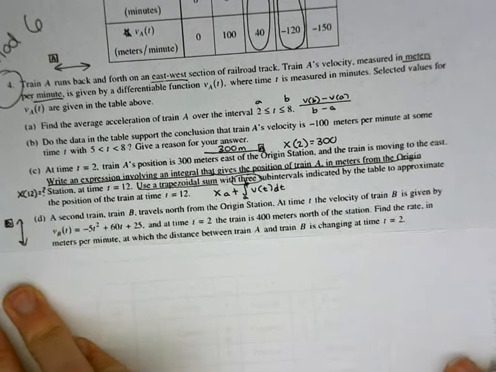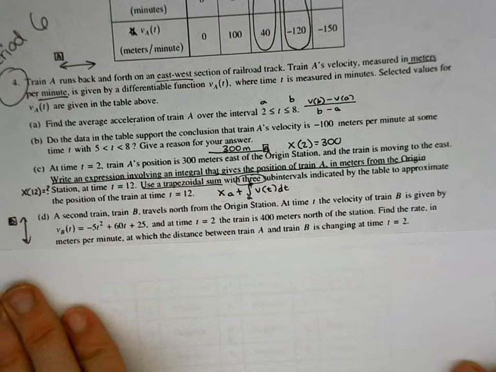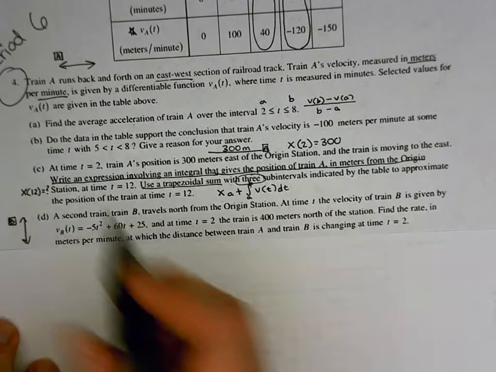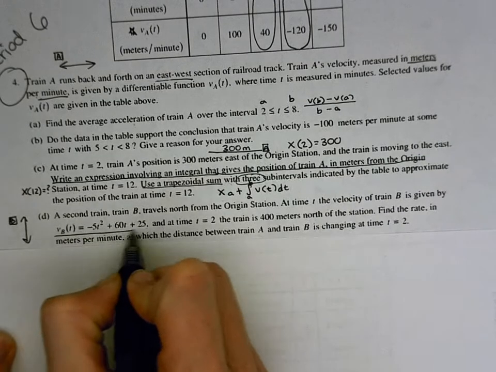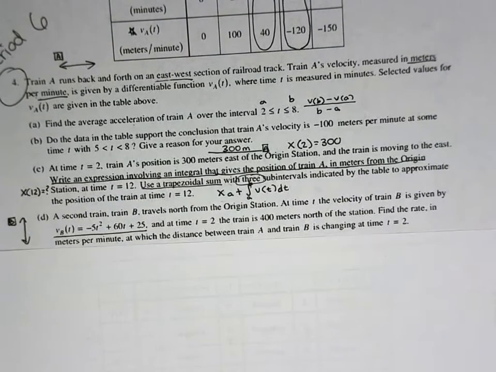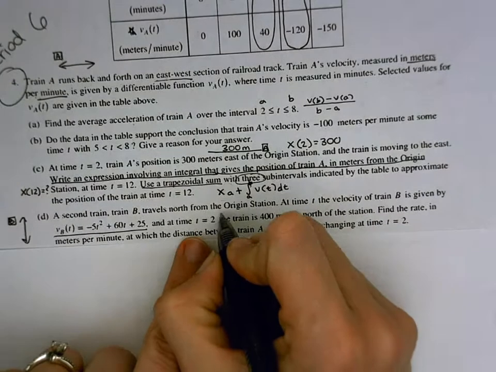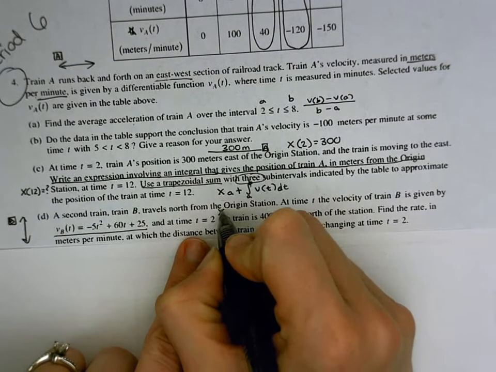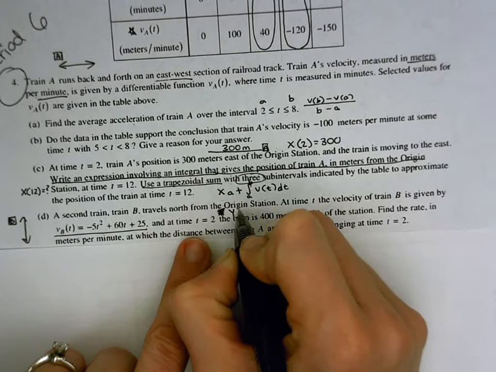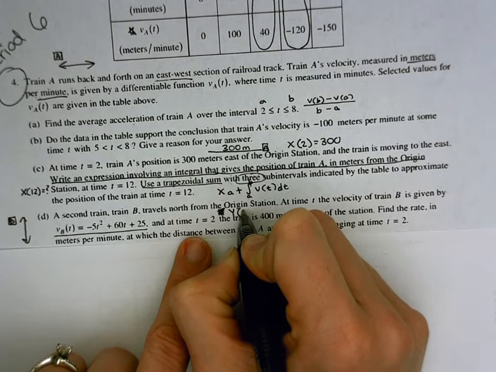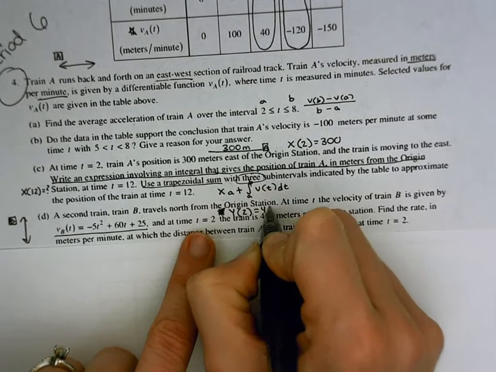Okay. At time t, velocity of train B is given by this function. So as opposed to velocity of A, which is my table, my derivative here, my first derivative for B is the equation. And at time t equals 2, the train is 400 meters north. So I'm given another little position here. Let's actually call this y since it's going north-south, up and down. So we'll call it y of 2 equals 400.